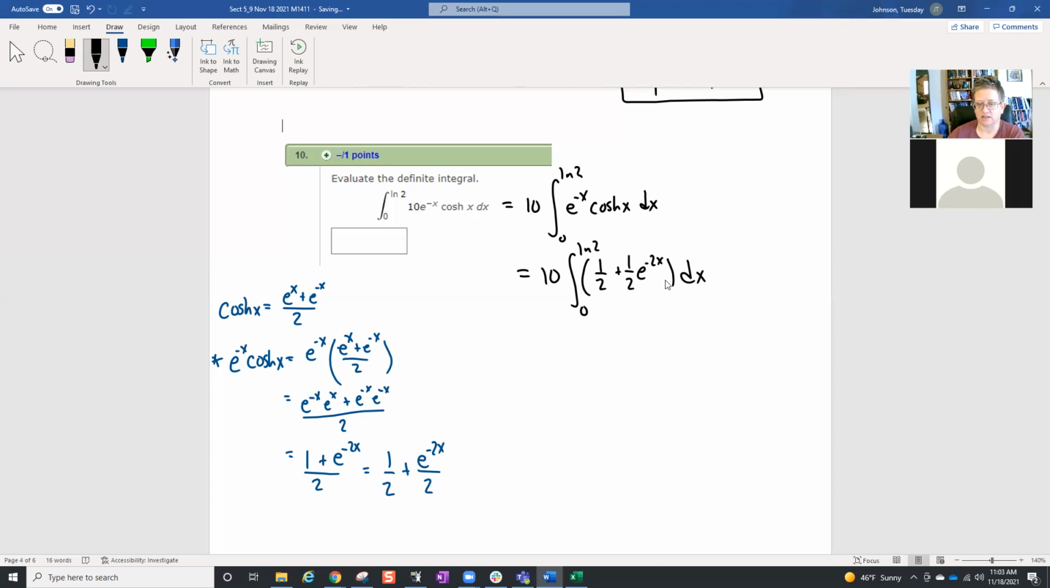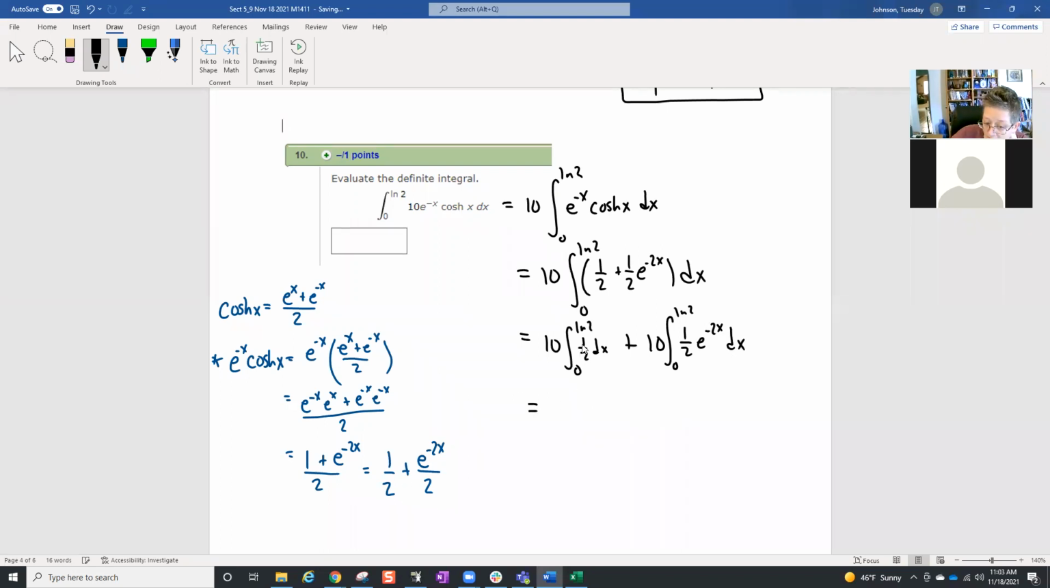Everything's in terms of x. We're good. I'm going to break this into 2 parts. We have 10 integral from 0 to 2 of 1/2 dx plus 10 integral from 0 to natural log of 2 of 1/2 e to the negative 2x dx.